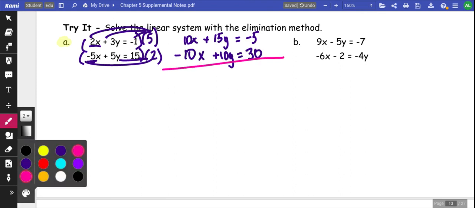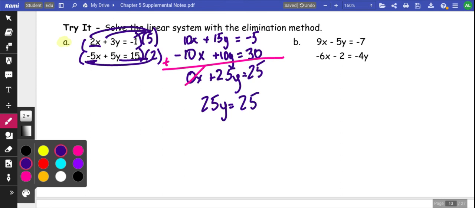I'm going to add my two equations together. Okay, 10x minus 10x I know is 0x. 15y plus 10y, that gets me 25y. And then negative 5 plus 30 is also 25. Okay, I know that 0x gets canceled out. I don't care about it. I'm just left with 25y is equal to 25.